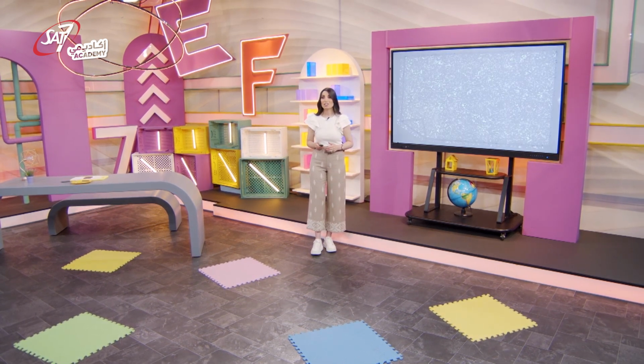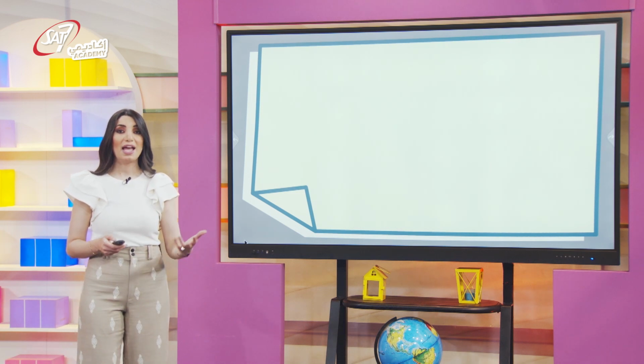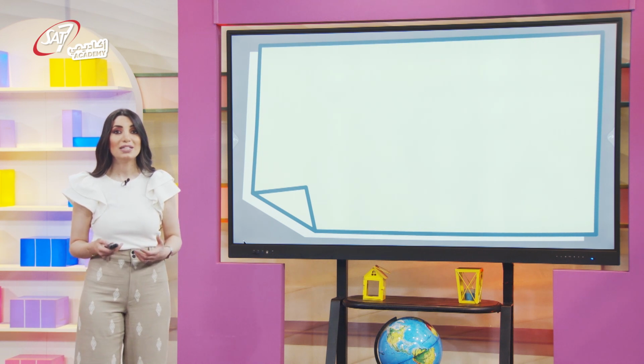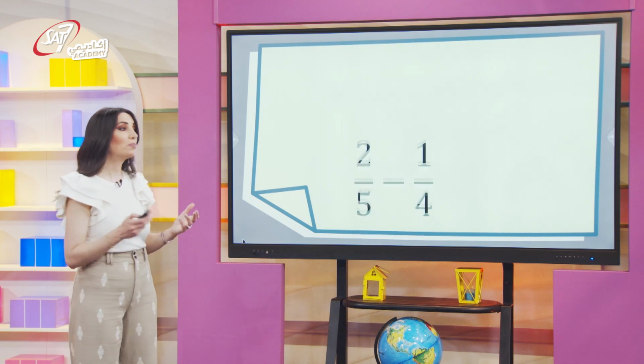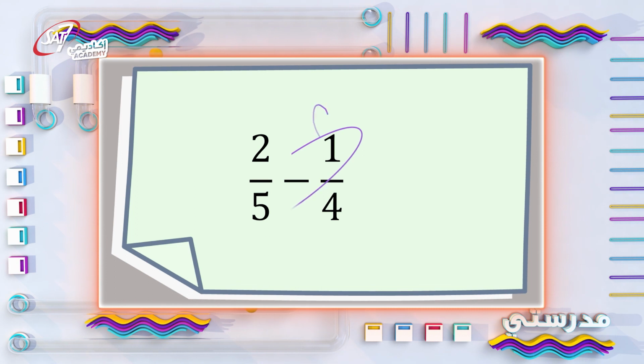If Mario walked his dog 2/5 a kilometer the first day and 1/4 a kilometer the next day, how much more did he walk the first day than the next day? We must subtract the fractions. Let's draw the first part of the wings, multiply, and write the answer on the butterfly's antennae. 5 times 1 equals 5. Then we have 2 times 4 equals 8.